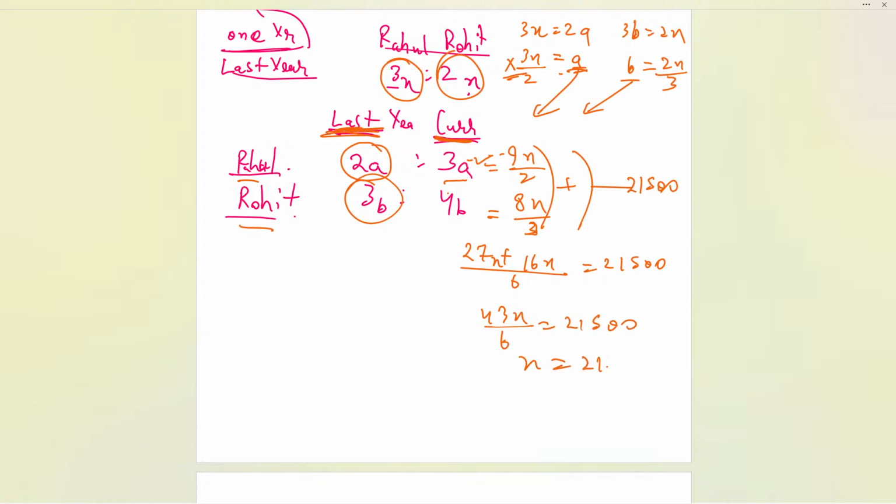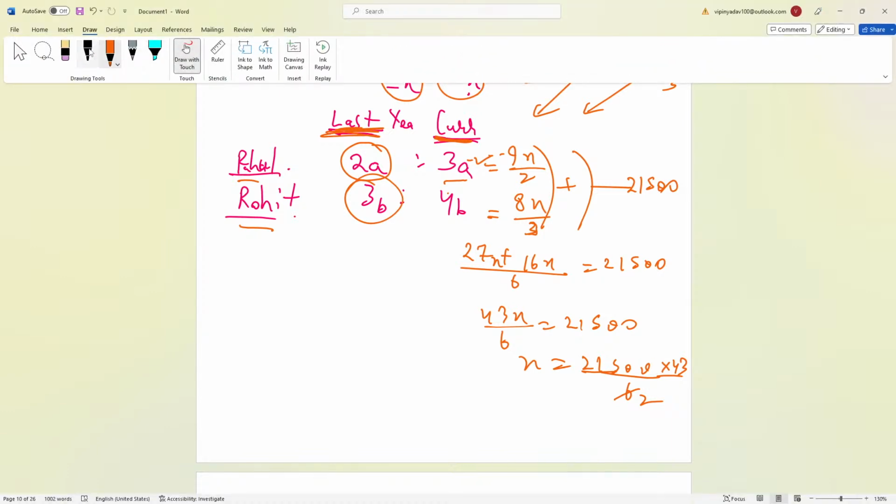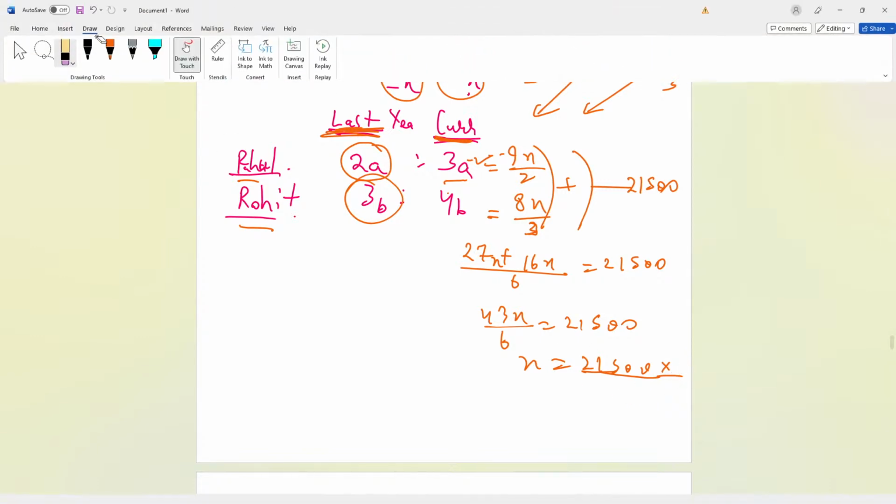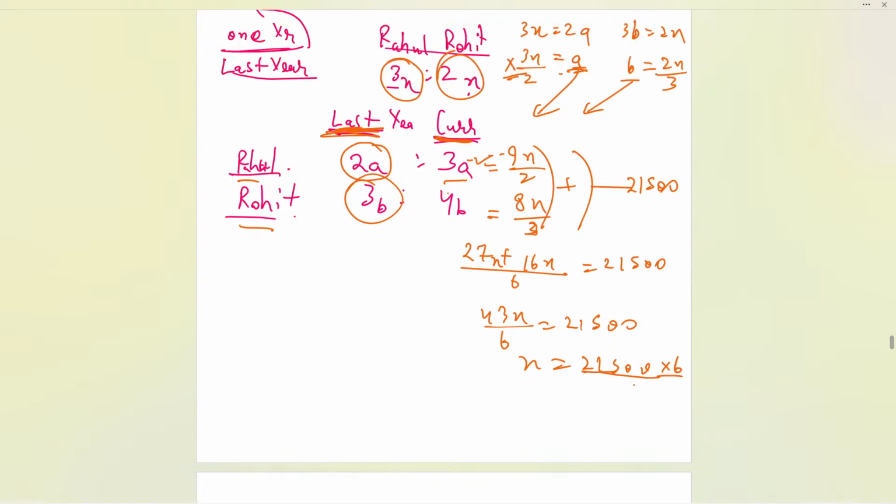And x, if I take it over here, is 21500 multiplied by 6 by 43. Then if I simplify it, 3 times 2, so 3 is not able to cancel, I guess. Okay, a small mistake we have made. Here we have to take 6 at the top and 43 below that. 43 times directly cancels, that will be 500. So we are getting the value of x as 3000.